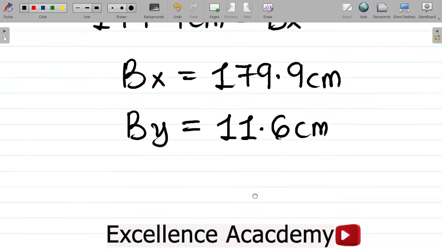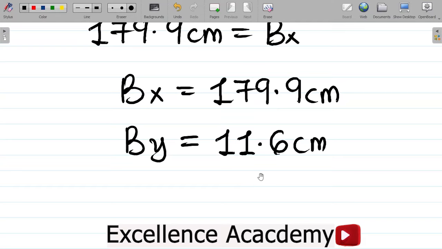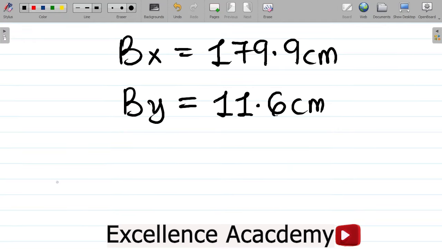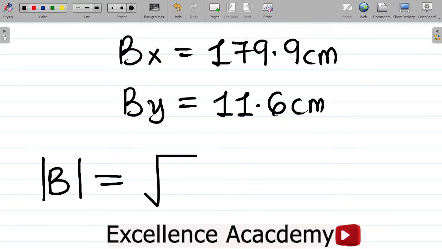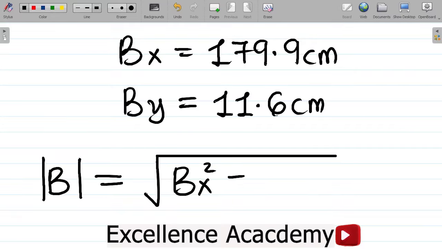We're not asked to find the horizontal and vertical components of B. If we were, we would have stopped here. But the question said we should find the magnitude of the second displacement. To get the magnitude, that's simply B. The magnitude of the second displacement is the square root of BX squared plus BY squared.